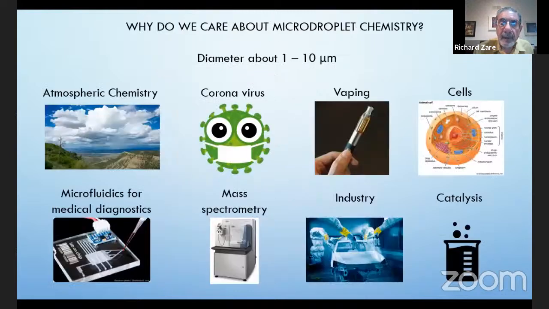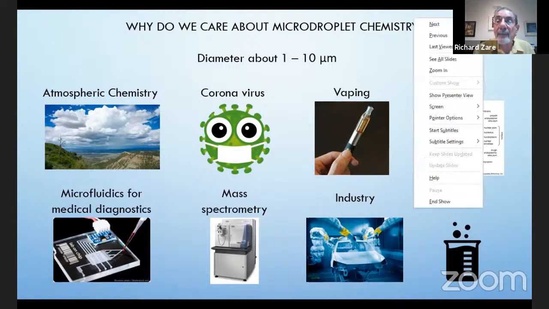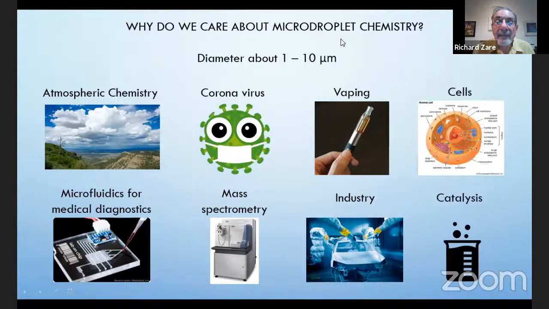And now, why do we care about microdroplet chemistry? I'm showing you for diameters about 1 to 10 or 20 microns, we have all types of things: atmospheric chemistry, coronavirus we talked about yesterday, people who are interested in vaping, I don't recommend it.